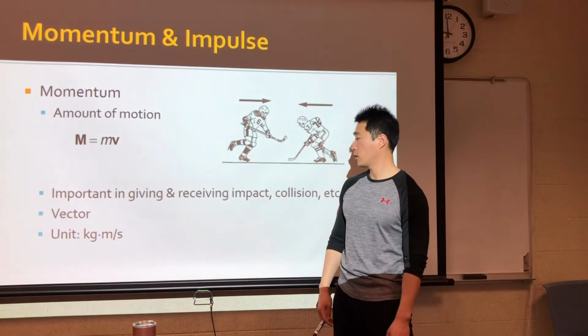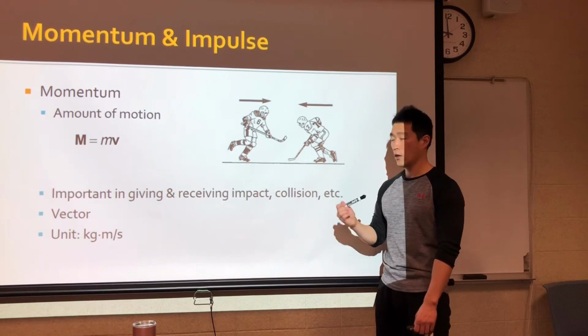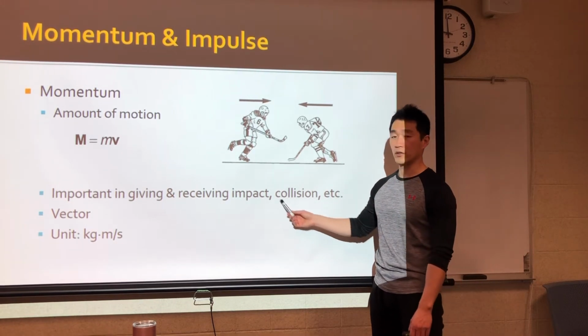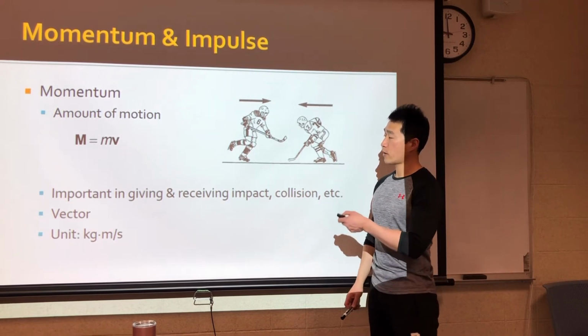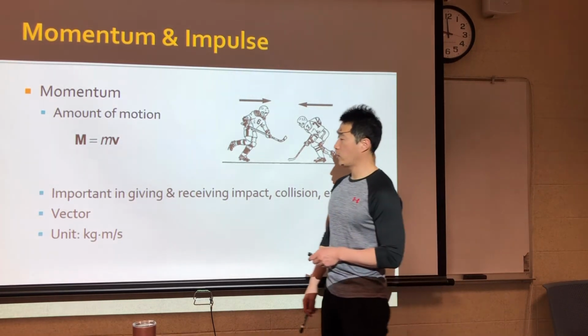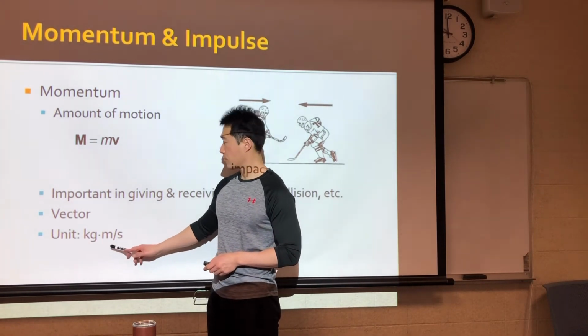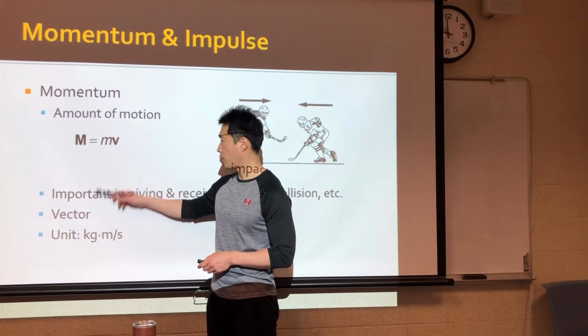It's very important in giving and receiving impact and collision. Again, it's a very important concept when you are dealing with impact or collision conditions. This is a vector quantity, which means it has both magnitude and direction. The unit of momentum is kilogram times meter per second. The unit of mass is kilogram, and the unit of velocity is meter per second.